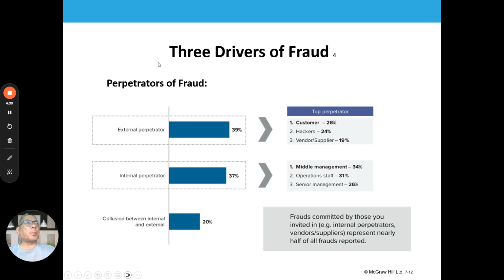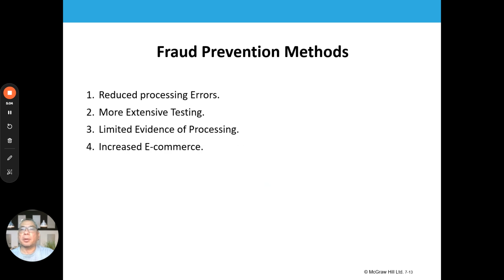Perpetrators of fraud are either external, 39%, mostly customers, hackers, or vendors, or internal, 37%, with middle management at 34%. Collusion between internal and external parties is 20%. So frauds committed by those invited by internal perpetrators, by vendors or suppliers, represent nearly half of all frauds reported, because of collusion. Kickbacks and bribery, all of this is commission based. This is a common fraud that has happened.